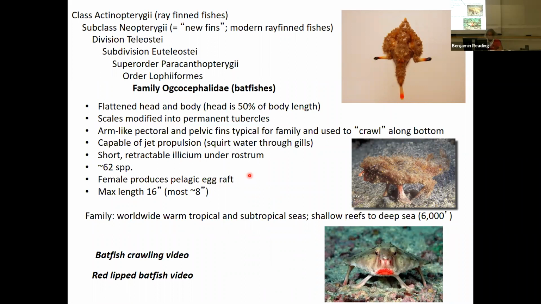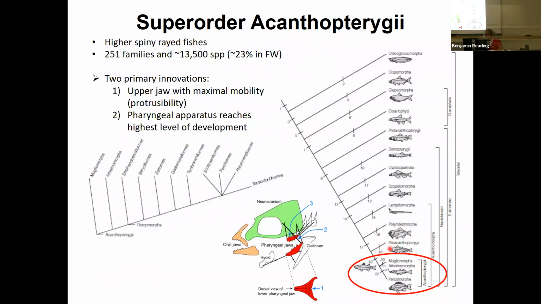Okay, so here we go. We're moving on now out of this Paracanthopterygii. Now we're going to talk one more example before exam 1. I'm going to give you one example of superorder Acanthopterygii down here. 13,000 species, 251 families, about a quarter of these are freshwater, three-quarters are marine. This is a large, diverse group down here, Acanthopterygii.